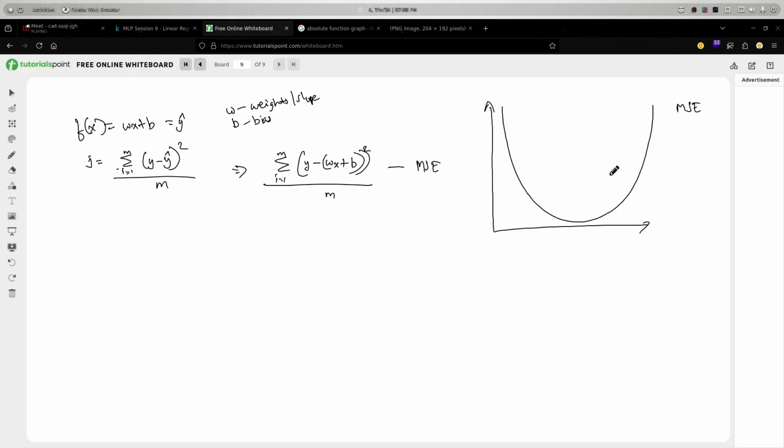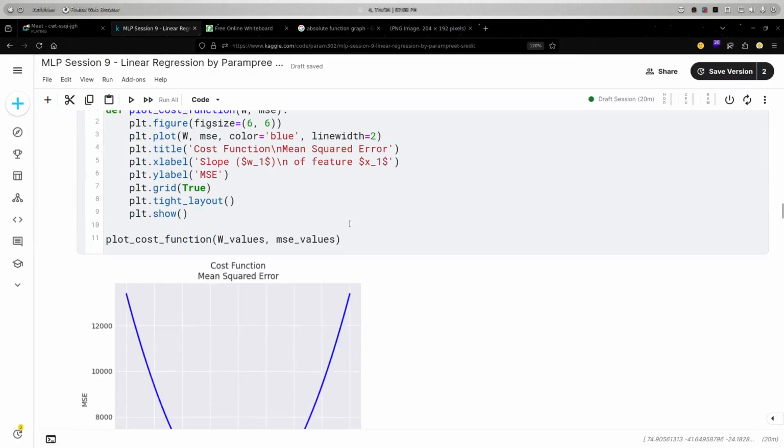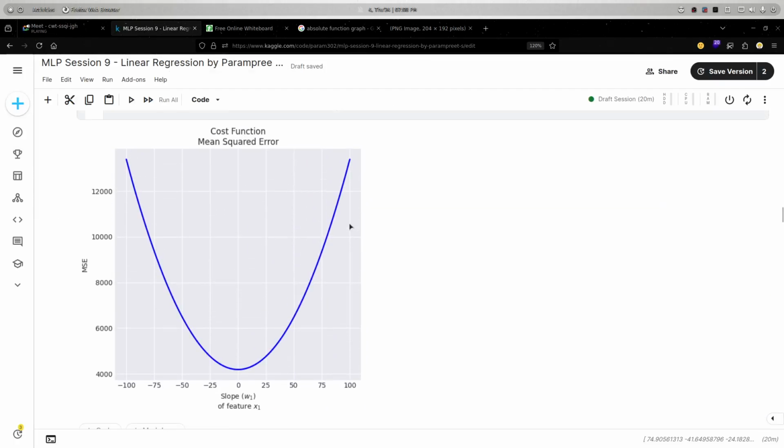As I said, in the mean square error we have various w values here and the cost function here. Now, this is the parabola, right? Can you tell me where we have the lowest cost, which is the mean square error, at what value of w we have the minimum error?